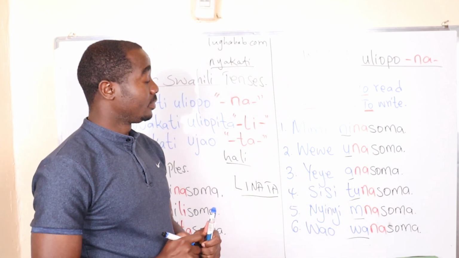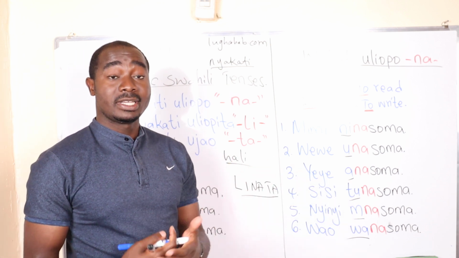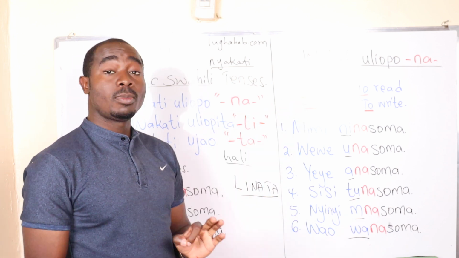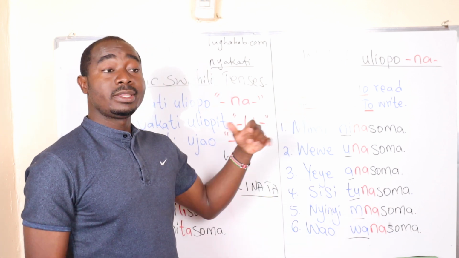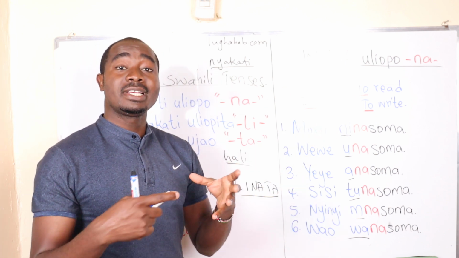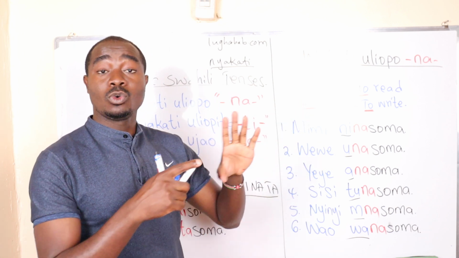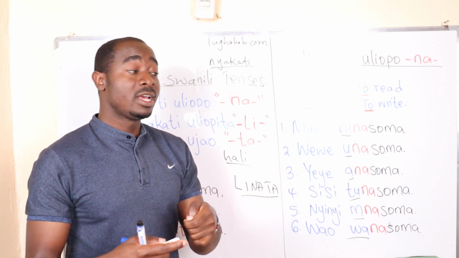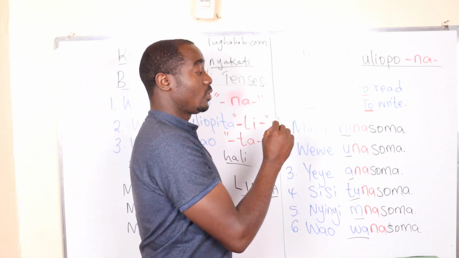Now let's see. When we are conjugating the verbs to make a sentence in the present tense, remember the verb is kusoma, to read. This verb kusoma is in infinitive form. So it starts with ku, which is the equivalent of to in English. Therefore, when you're making a sentence in the present tense, you omit this ku. You remove the ku and it becomes soma, which means read, not to read.